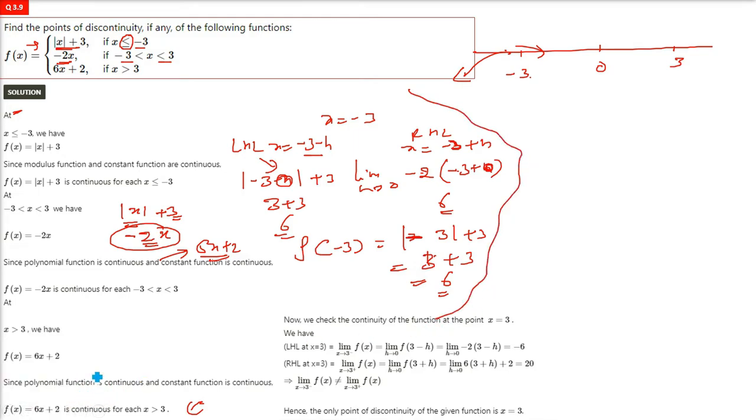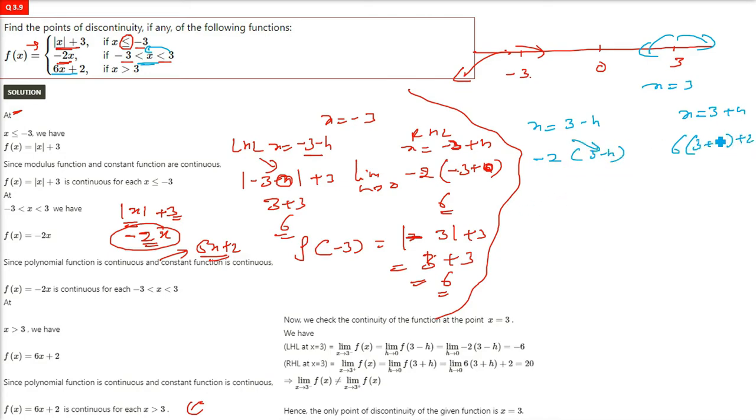How about checking it at 3? Because both the points you have to check. So LHL, what are we going to write? LHL will put 3 minus h. RHL will put 3 plus h. Left hand limit, right hand limit, 3 minus h, 3 plus h. So minus 2 into 3 minus h will put here. And on the right hand side, we are going to use the function 6x plus 2, because we are taking the point of contention as 3, so left and right of that, and accordingly we'll use the function as 6 into 3 plus h plus 2.